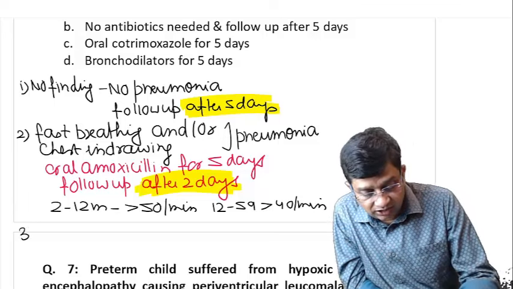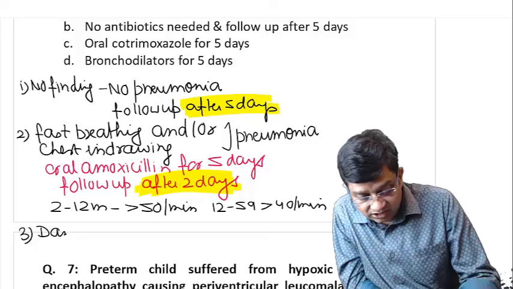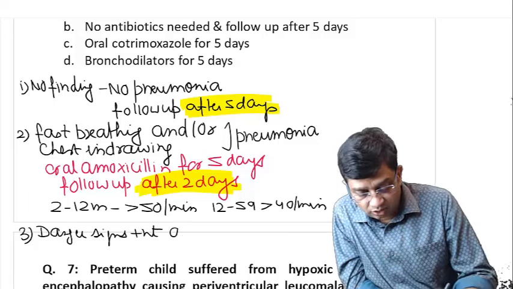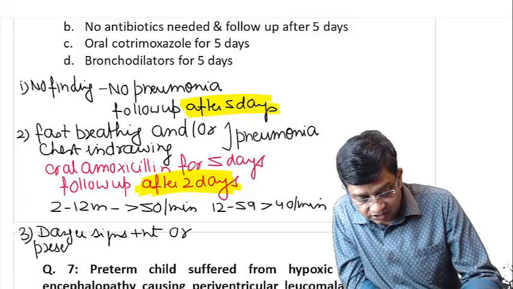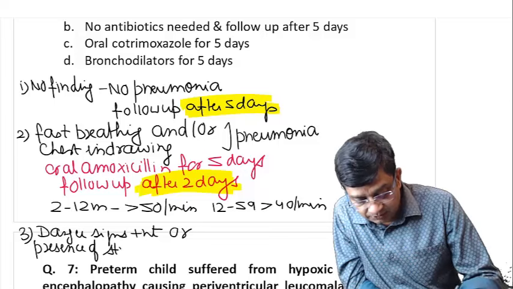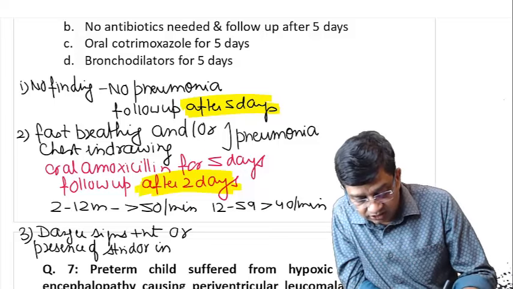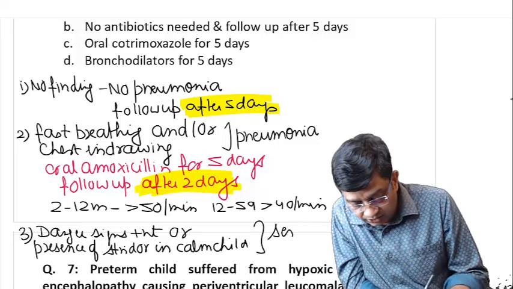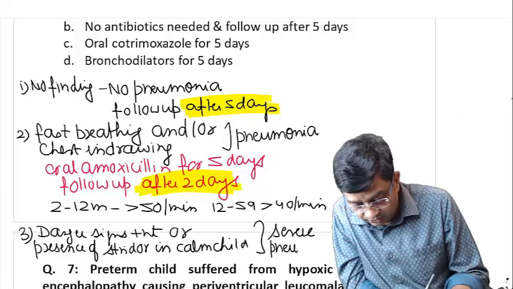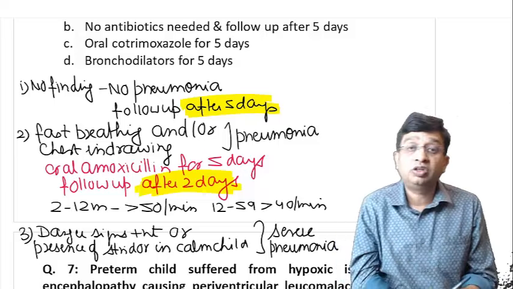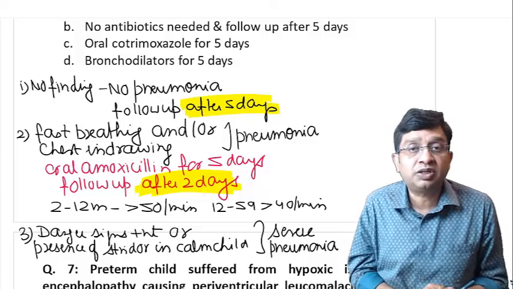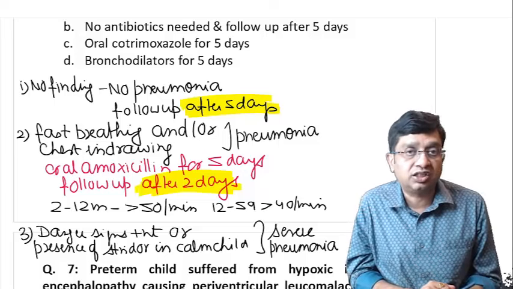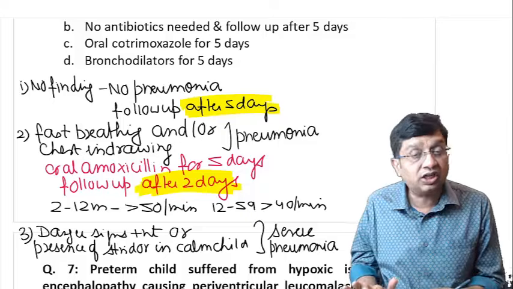And the third category: if danger signs are present, or there is presence of stridor in a calm child, you label it as severe pneumonia. So what you do is give injection ampicillin plus gentamicin, followed by referral, or you can give injection third generation cephalosporin. So this is in a nutshell regarding pneumonia.